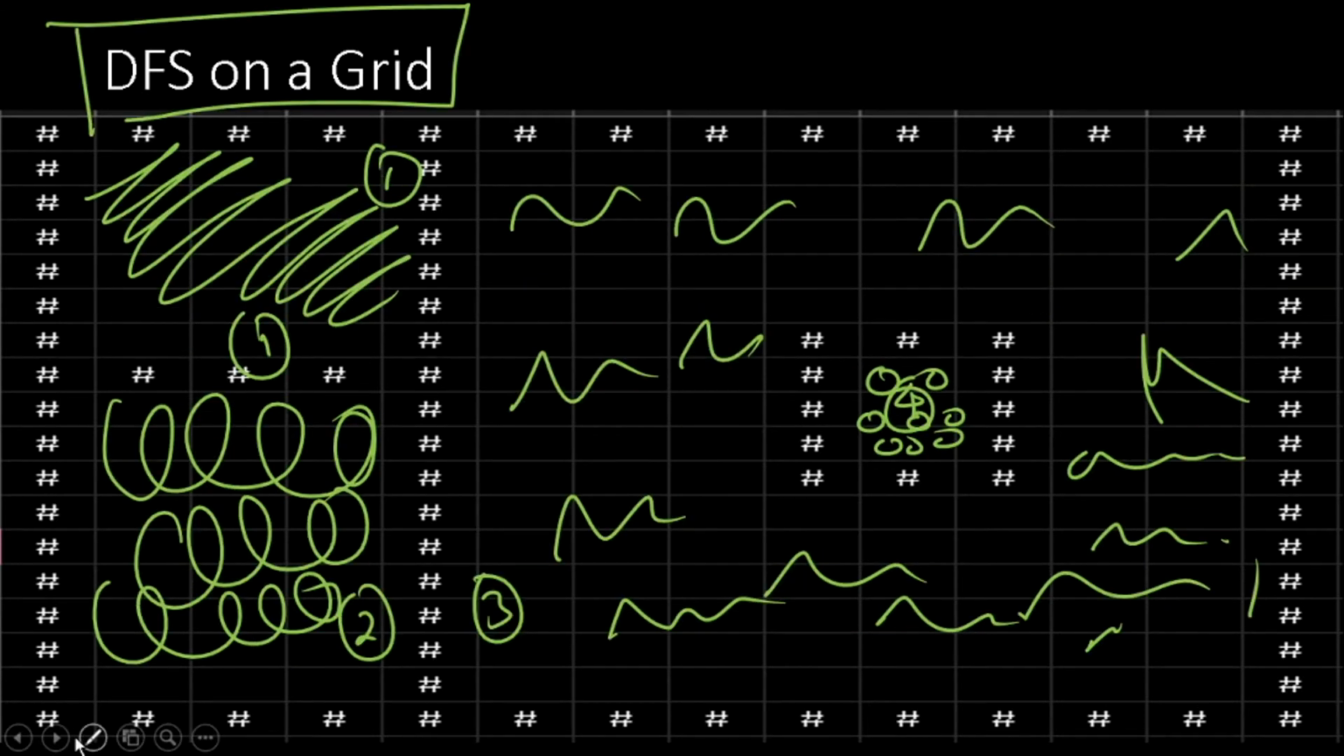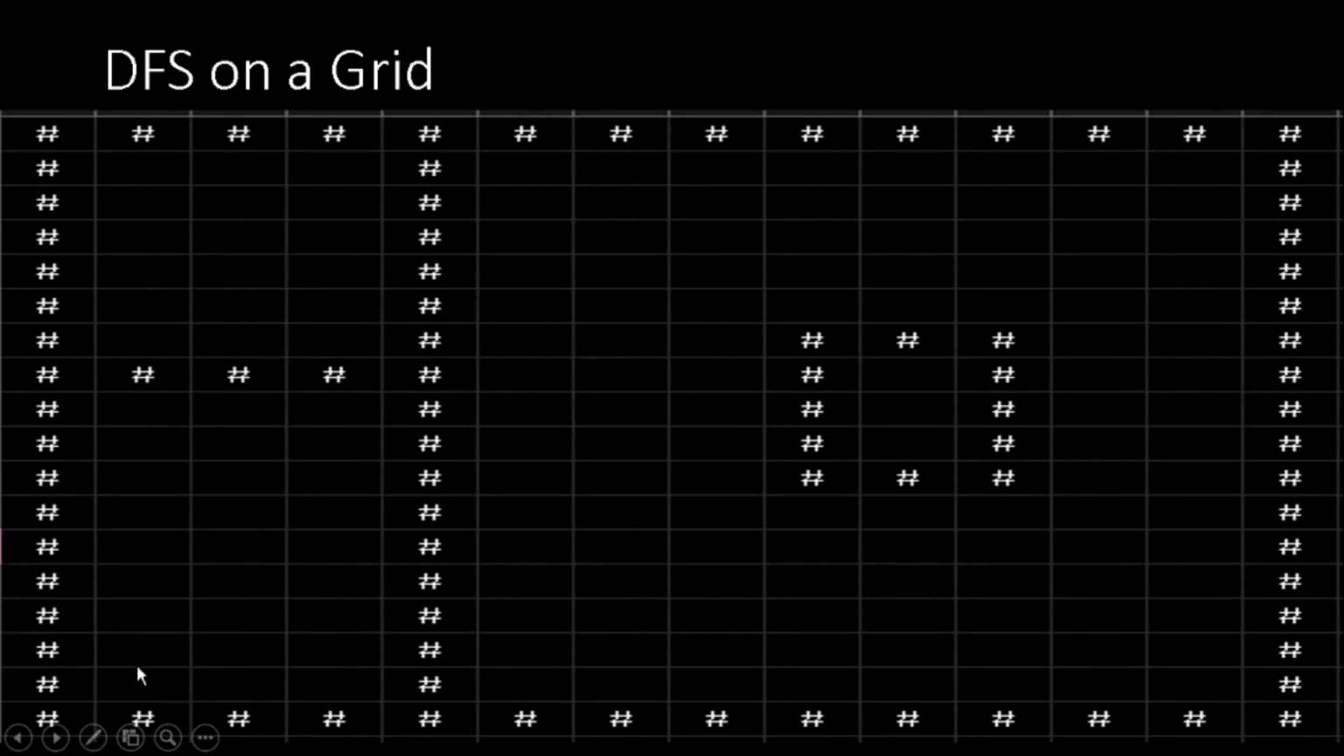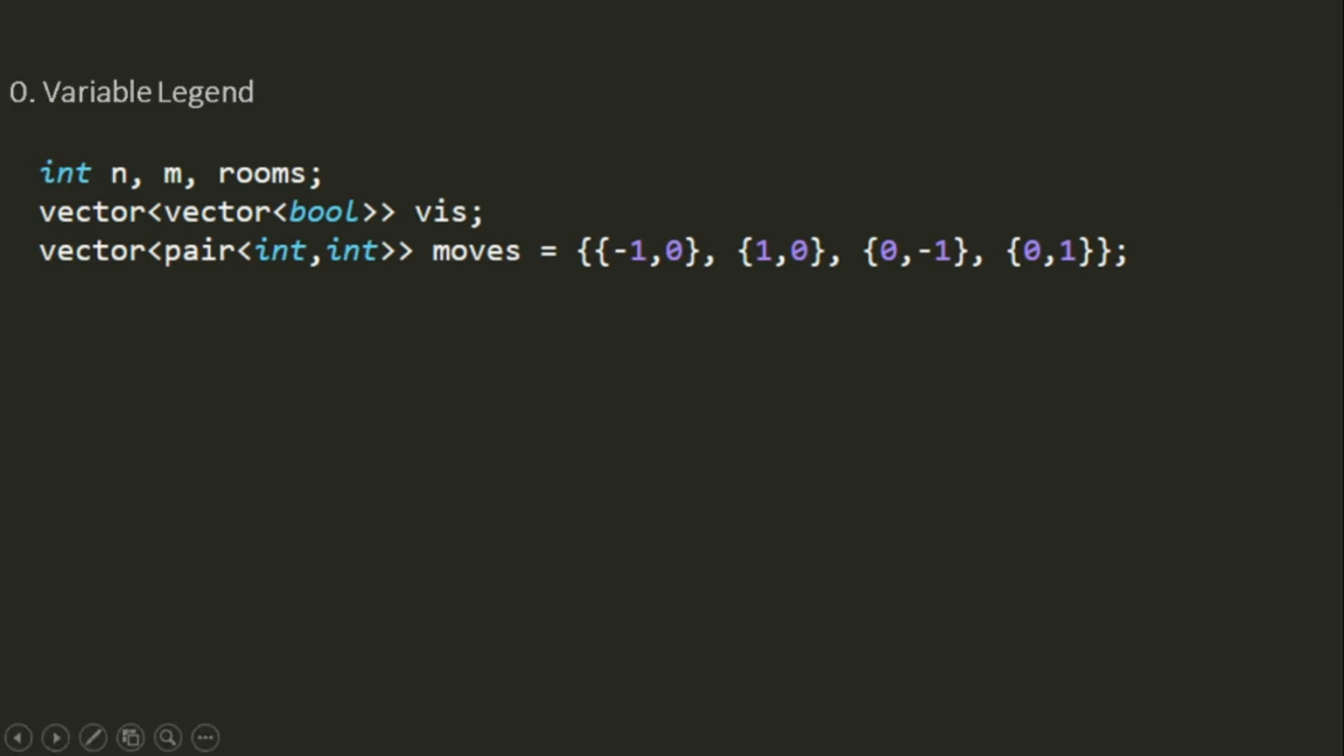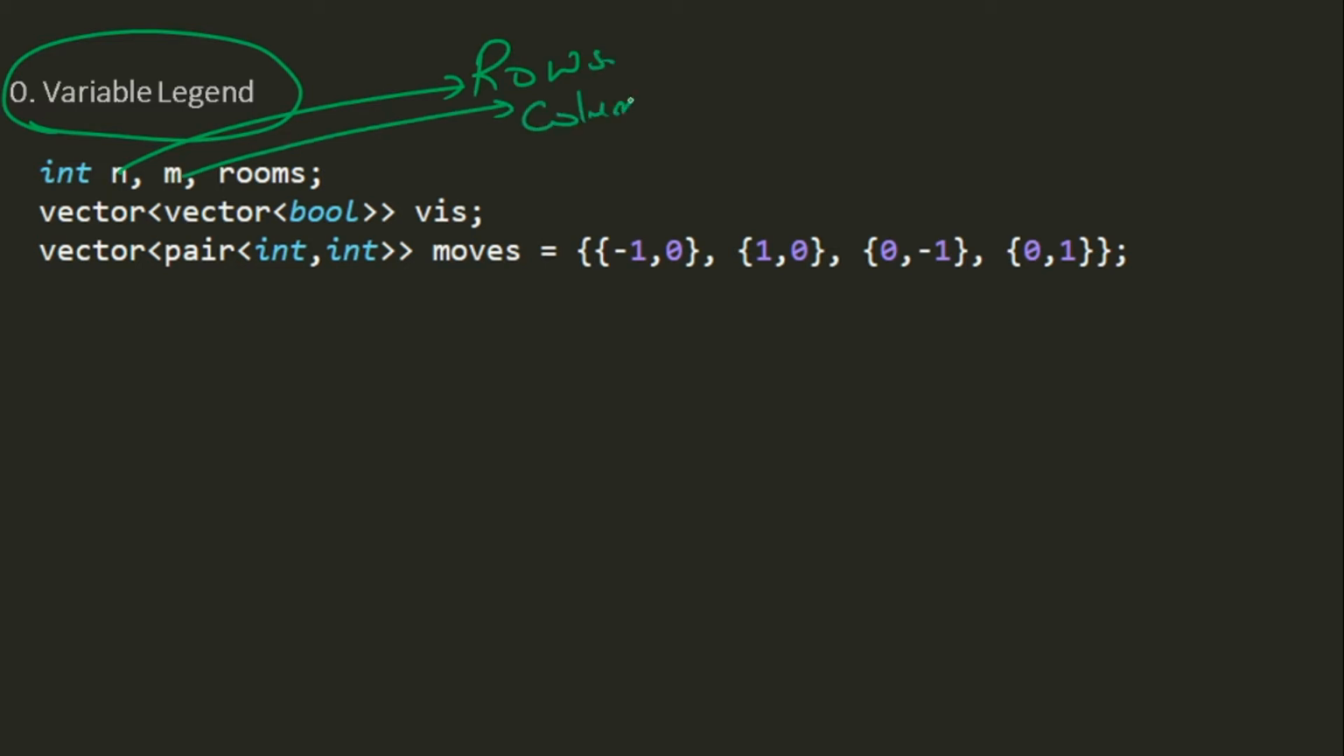How do we perform a DFS on a grid? I have a very standard implementation that we'll be using again and again for any grid problem. So let's go ahead and discuss the implementation. Before we get started, I will be introducing the variables I'm going to use. This is what I'll usually do unless it's very obvious and it's getting repetitive. So n here will indicate the number of rows, m will indicate the number of columns, and rooms will be the final answer.